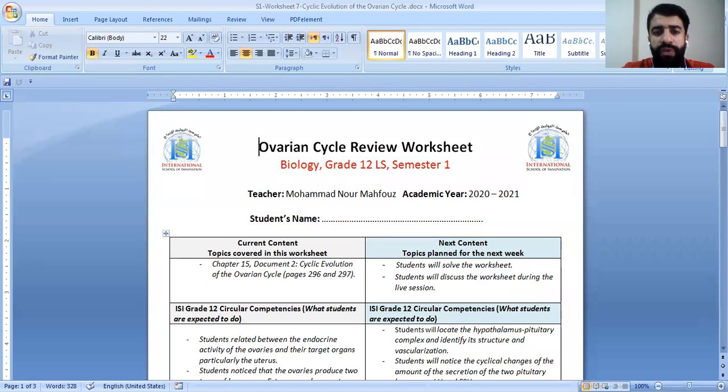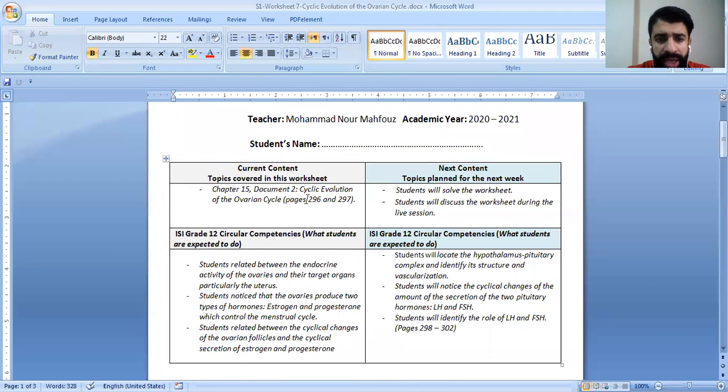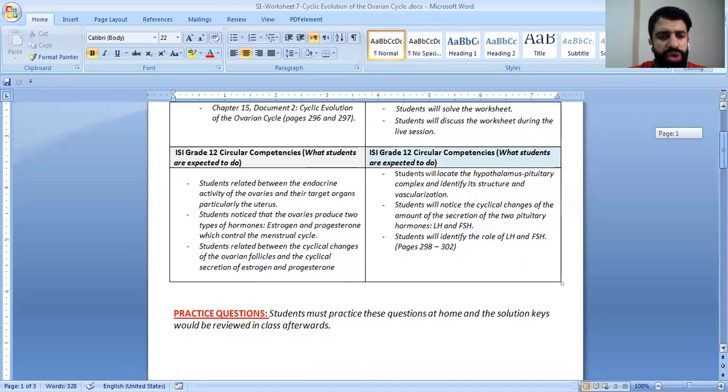Okay, this is the ovarian cycle review worksheet, guys, for grade 12. In this worksheet, we're going to talk about chapter 15, document 2, the cyclic evolution of the ovarian cycle, which is found in pages 296 and 297. Students will relate between the endocrine activity of the ovaries and the target organs, especially the uterus and the thickening of the endometrium and so on.